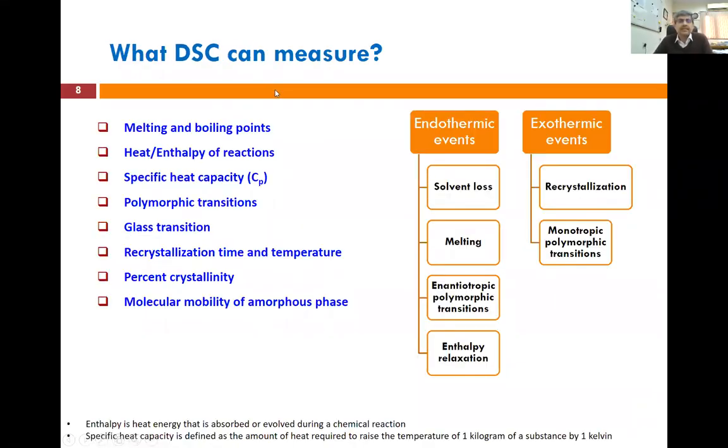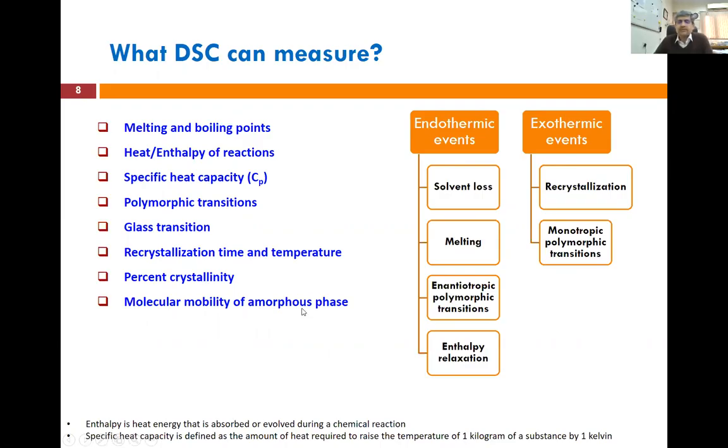The DSC can measure the following events: melting point and boiling point of the sample, heat or enthalpy of the reactions, specific heat capacity of the sample, polymorphic transitions, glass transition temperature of the amorphous form, recrystallization time and temperature of the amorphous form, percent crystallinity, and molecular mobility of the amorphous form.